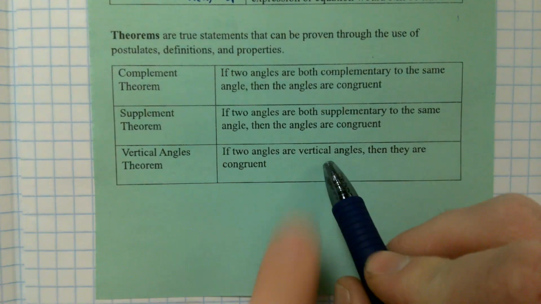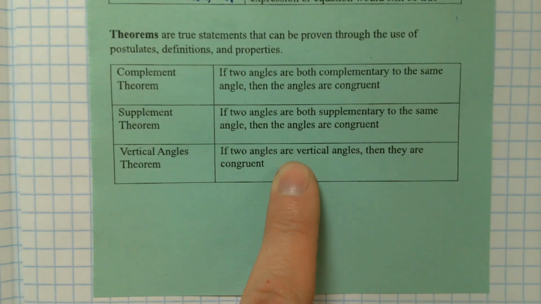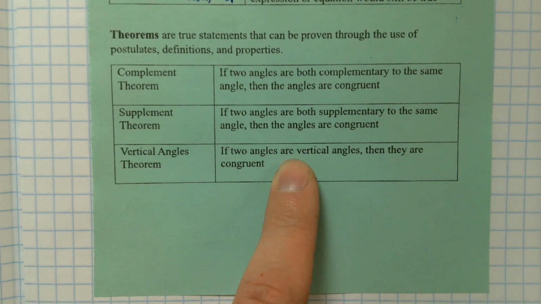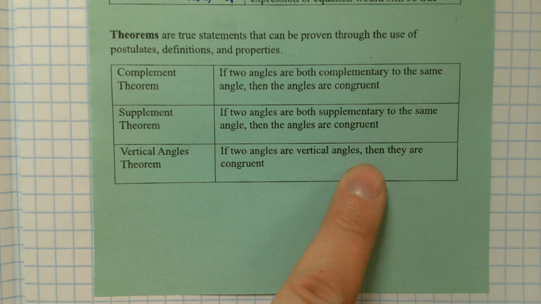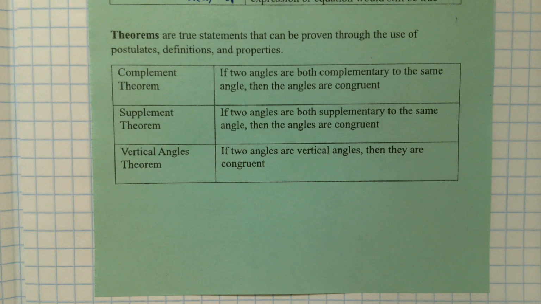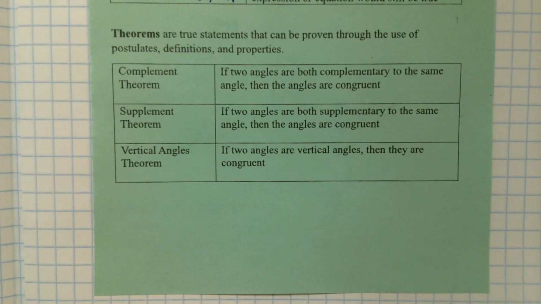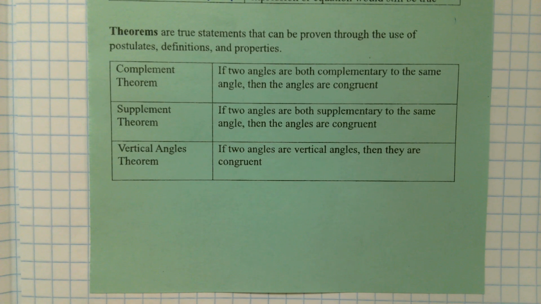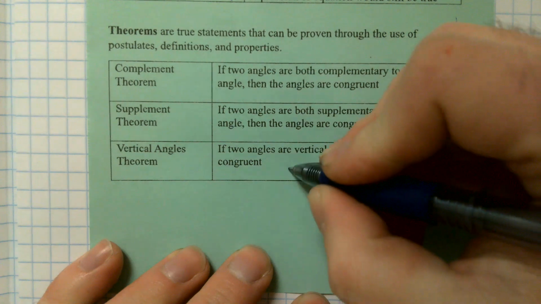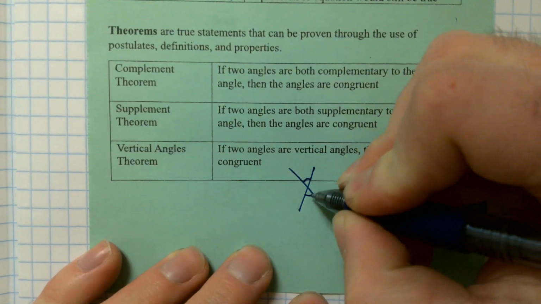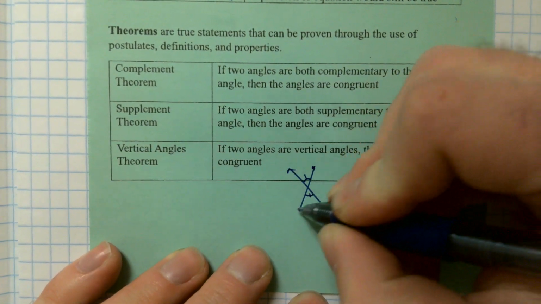And then the vertical angles theorem, last one here. Does anyone have one? Tristan, go ahead. If two angles are vertical angles, then they are congruent. Exactly. That one's nice and easy. That's almost like a definition, really. If two angles are vertical angles like this, they are congruent.